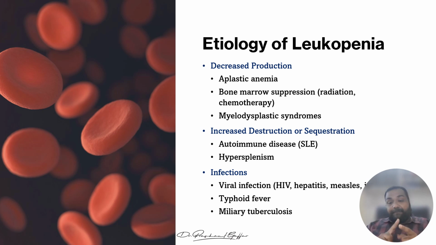Typhoid is caused by bacteria, right? But this can cause lower WBC, and tuberculosis can cause leukocytosis, but miliary tuberculosis can cause leukopenia. So these two things, don't be misguided. In typhoid fever, there will be a lower level of WBC, and in miliary tuberculosis there will be a lower level of WBC. Right? Now let's see other etiologies of leukopenia.